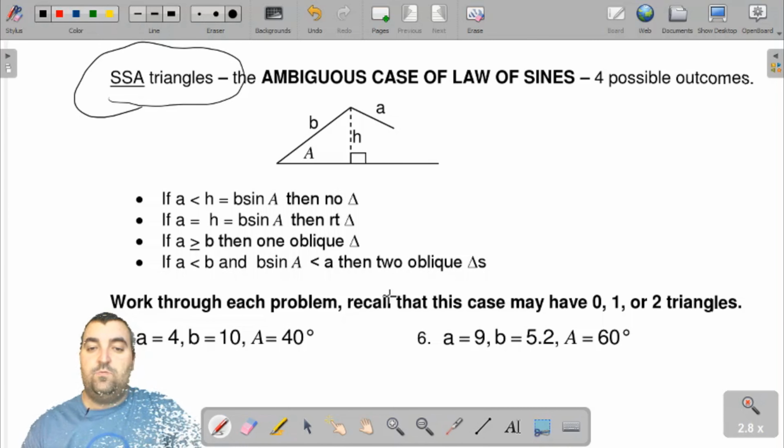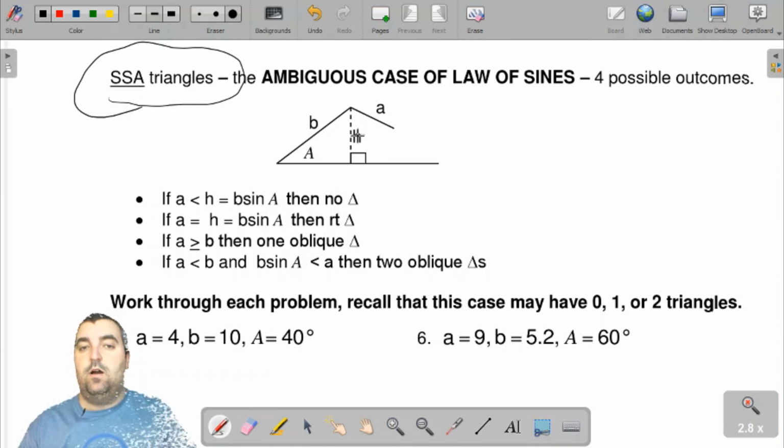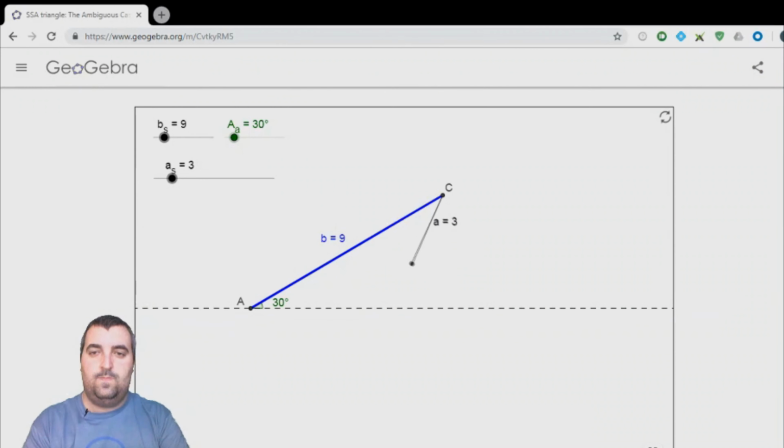So I'm going to show you guys real quick a little demonstration that shows this more interactively, if you will, than this picture does. Give me a second and I'll switch you over to it. Okay, so here's that animation I promised you.